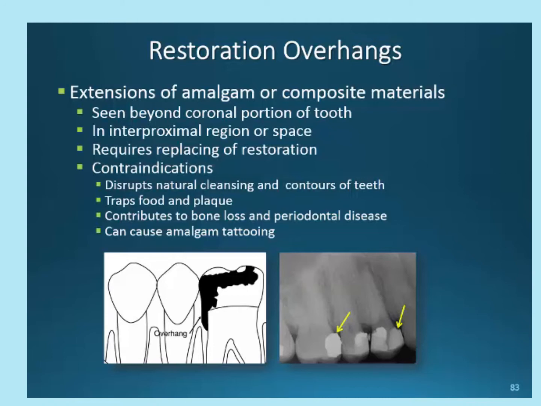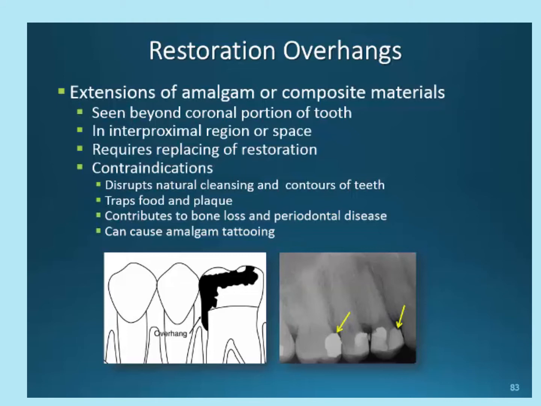They have extremely negative effects on the oral cavity. They disrupt the natural cleaning of teeth and the natural contour of the teeth. They trap food and plaque. They contribute to bone loss and periodontal disease. They also can cause amalgam tattooing. Typically, when these overhang restorations are deep into the tissue, the body treats them as calculus, and the body's natural defense will move into the area trying to remove or treat the foreign body, and ends up causing bone loss because the tissue ends up receding from the area of irritation.